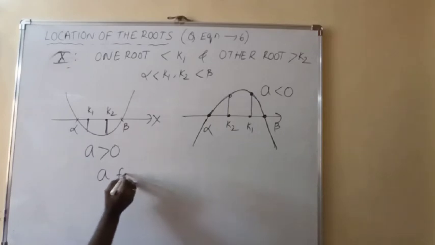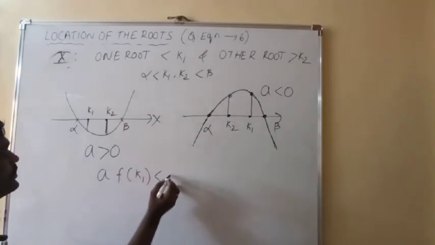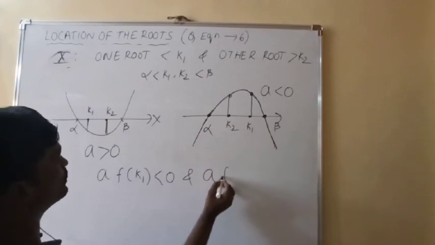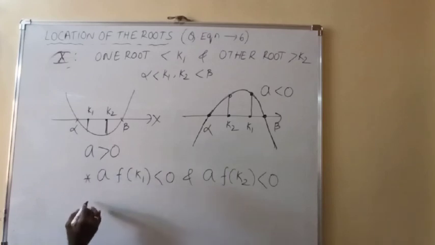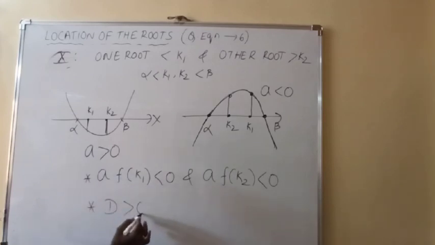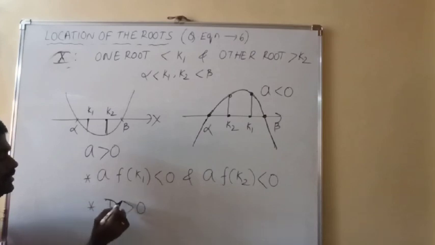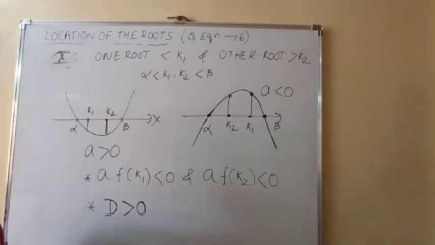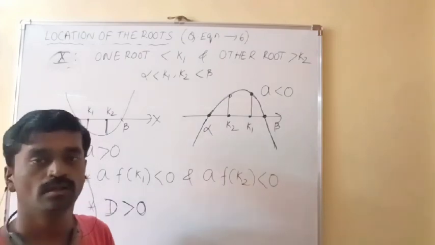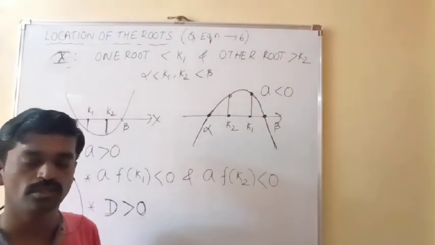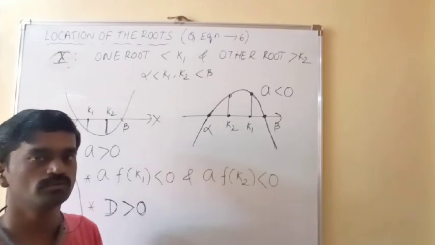So the condition is a into f of k1 less than 0 and a into f of k2 less than 0, and moreover discriminant is greater than 0, because here roots are not possibly coincident. But while solving problems, this condition need not be checked, because in all those 10 cases, d greater than 0 case is there, that is not required to check. D greater than or equal to 0 is there, that condition you must check.